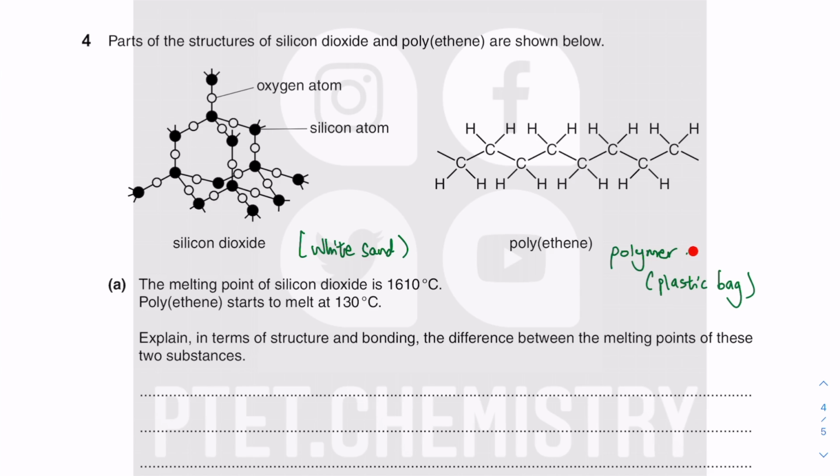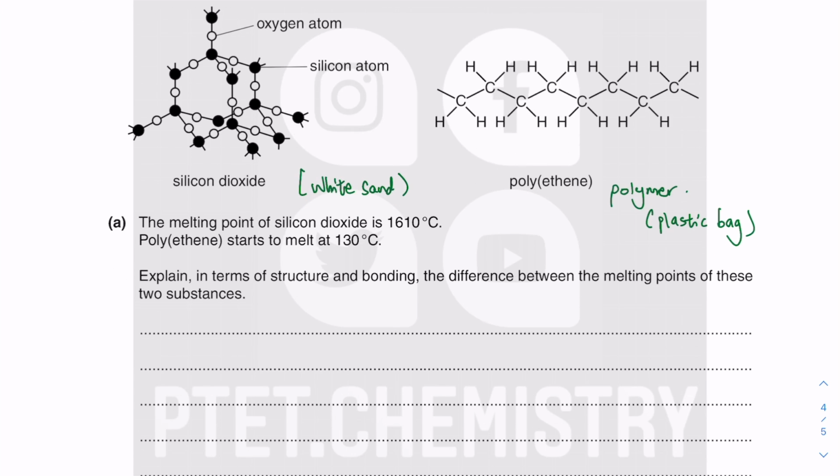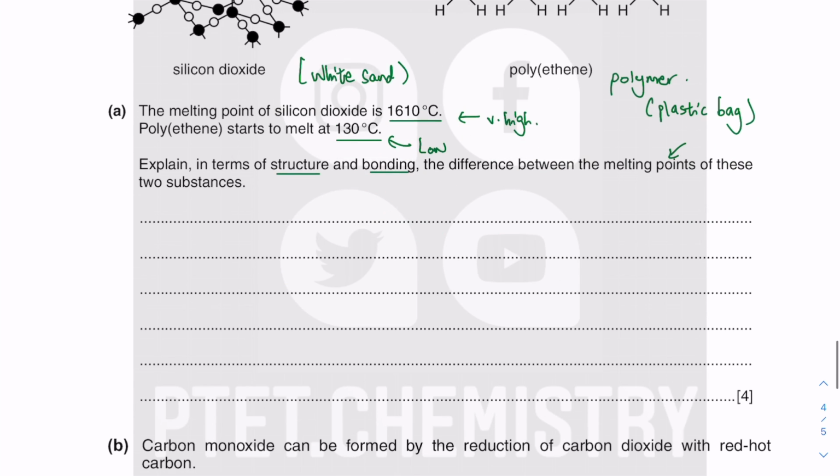Polymer is the last topic of your O-level chemistry, and is one of the interesting applications of organic chemistry in our daily life. So the melting point of silicon dioxide is, well, thousands, whereas polyethylene starts to melt at 130 degrees Celsius. So this is considered low. This is considered very high. So in terms of structure and bonding, what is the structure and what do you need to break? Why the melting points are very different, for 4 marks, okay?